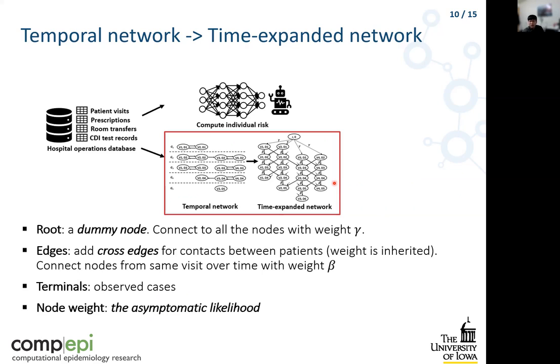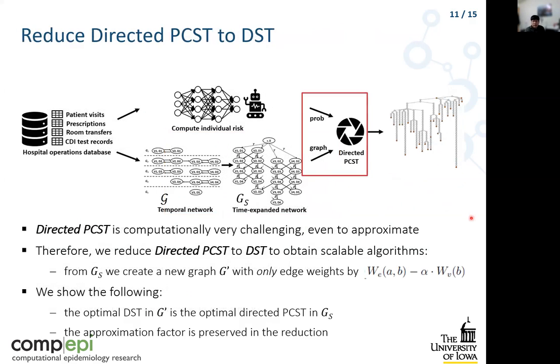And also note that we parameterized the edges with gamma and beta, and later we explore the space of these parameters in the experiments. So now we have all the inputs that are needed for the directed PCST. So let's solve it. I'd like to emphasize that directed PCST is computationally very challenging, even to approximate.